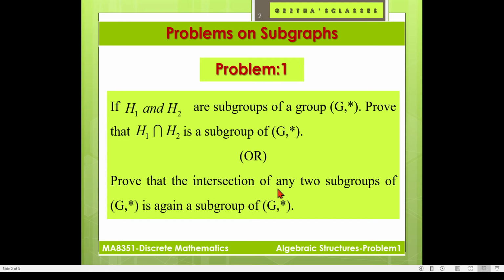Prove that the intersection of any two subgroups of G, star is again a subgroup of G, star. So the same first part can be asked like this also. Instead of this notation, they have given the intersection of two subgroups, this is again a subgroup. So both the questions are the same. If they are asked in these two forms, you have to write the same answer. Let us see the solution for this problem.